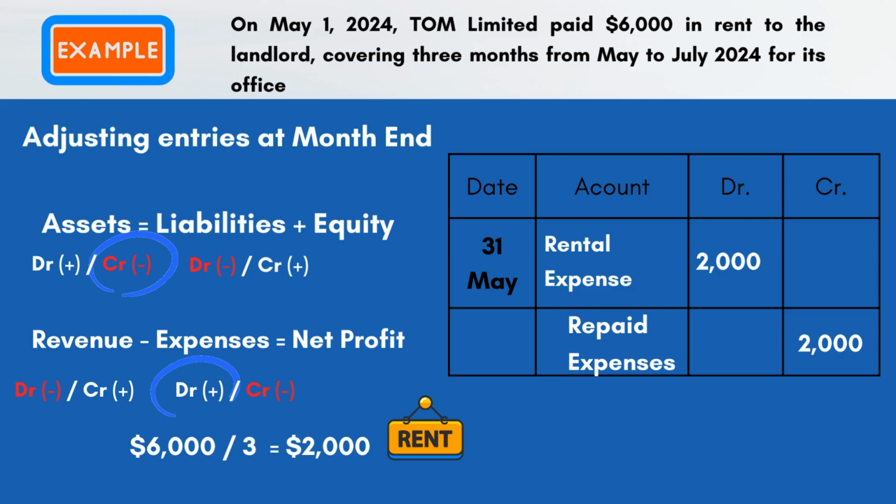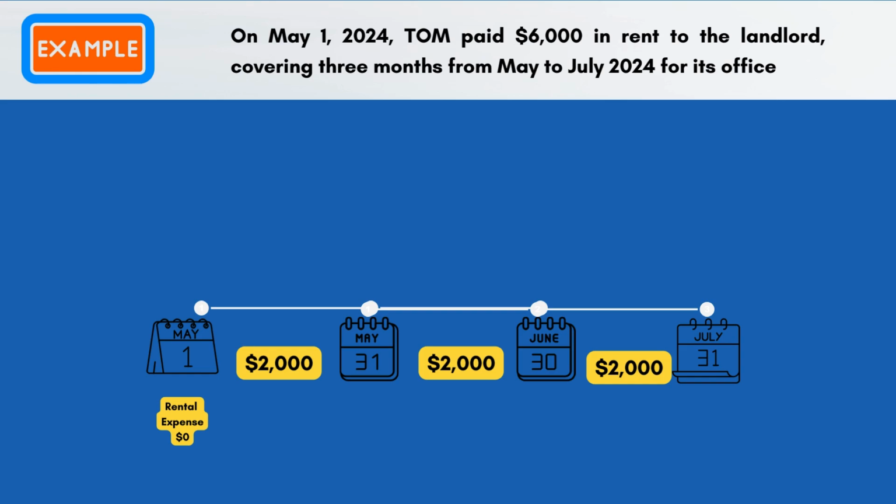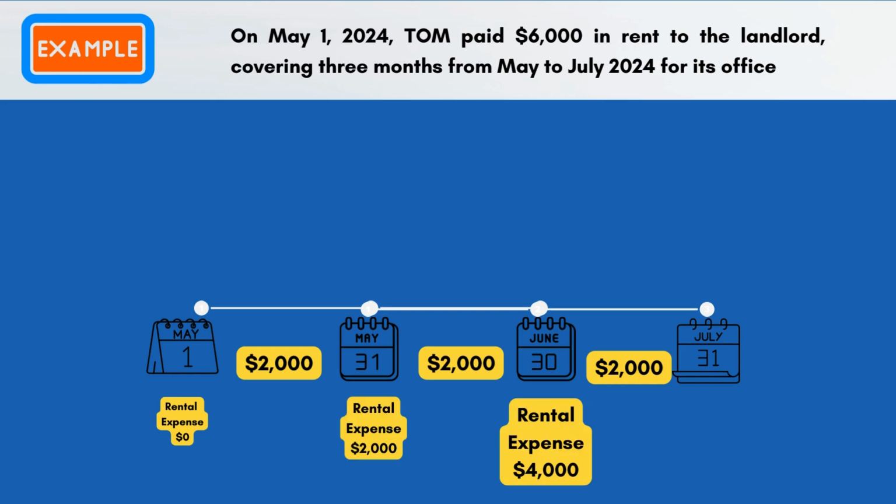This credit entry corresponds to the portion of the prepaid rent asset that has been utilized or consumed during the month. By reducing the balance of the prepaid rent asset, it accurately reflects the amount that has been utilized up to that point. To summarize this case, the rental expenses in question would be evenly incurred over the span of 3 months, from May to July, resulting in $2,000 per month.